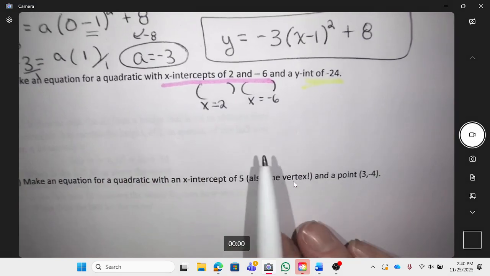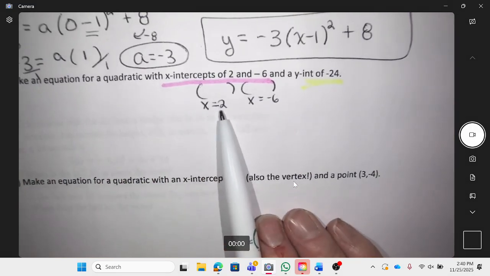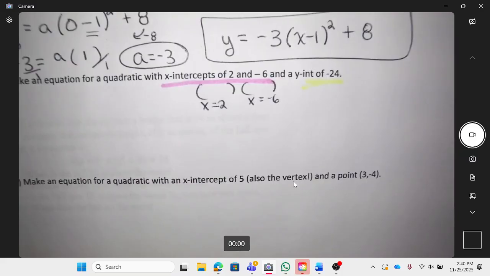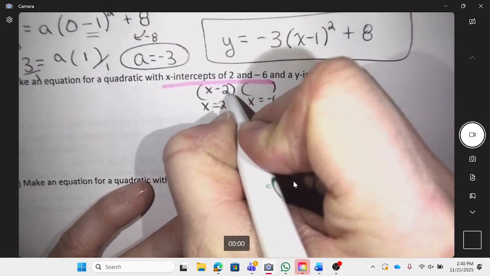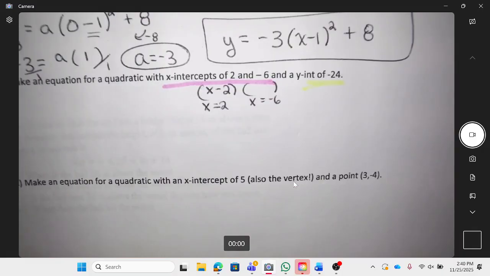Okay, if your x-intercept was 2, what would you have put in your brackets? X subtract 2. Right? We're working backwards from what we did last unit. We factored last test, factored to get the x-intercepts. Now I gave you x-intercepts, think about the factors.